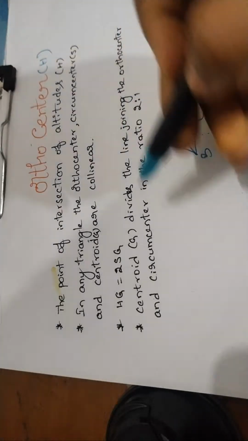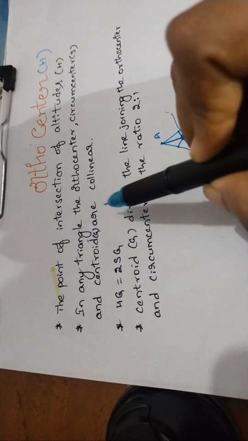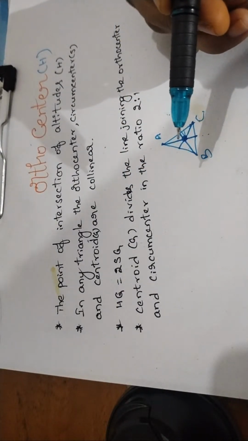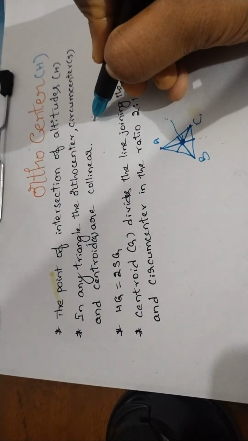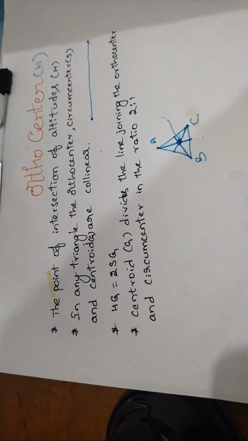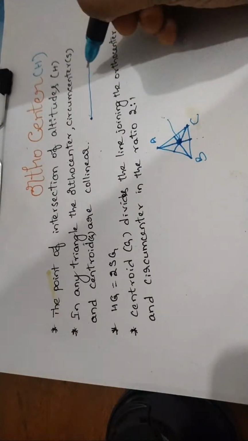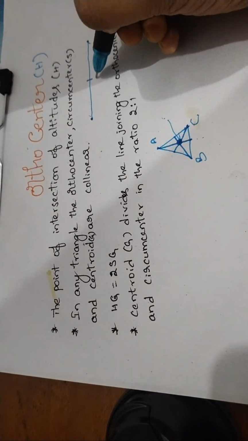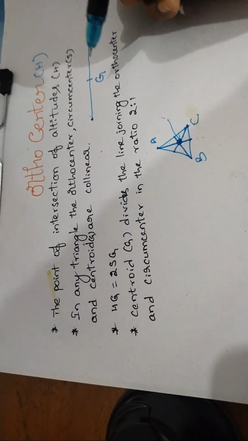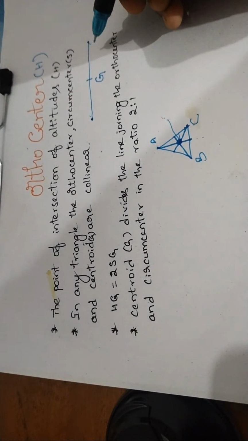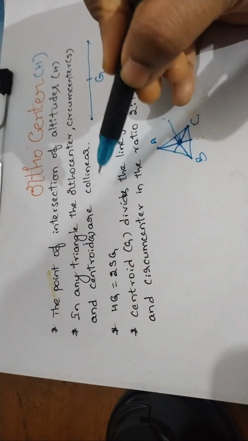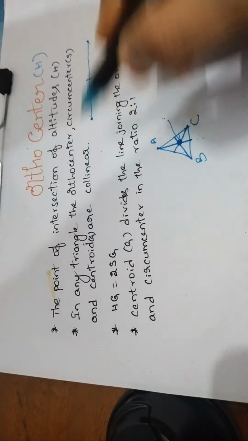The next important point is, in any triangle, the orthocenter, circumcenter and centroid are collinear. So I am drawing these collinear. I am taking a line segment. On this, suppose I am taking the centroid. The centroid is denoted by the letter G. Everyone knows that. And next, the circumcenter. I have drawn the centroid.